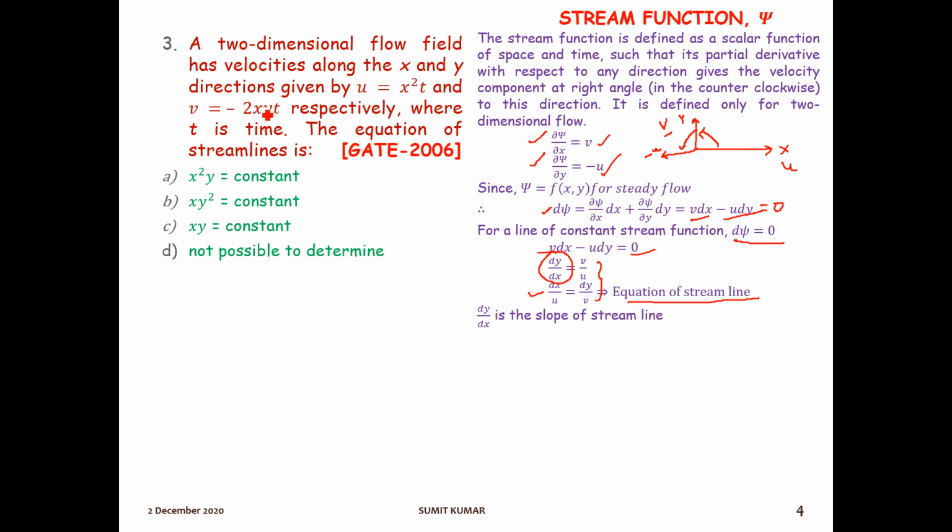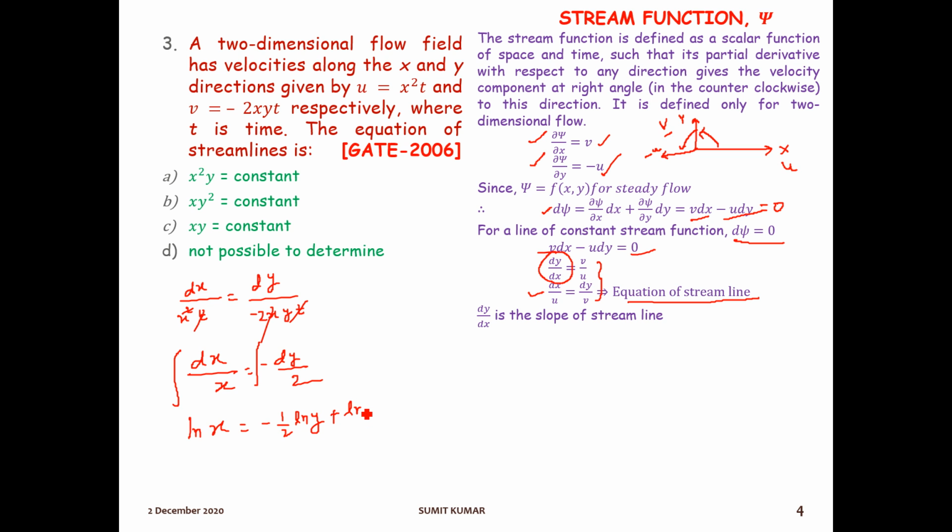So here it is asking about the equation of a streamline, which is dx/u equal to dy/v. Here u is x square t, and v is minus 2x by t. So here t will be cancelled out, and x is also cancelled. So we can write dx/x is equal to minus dy/2. On integrating this equation, we get ln x equal to minus 1/2 ln y plus a constant.